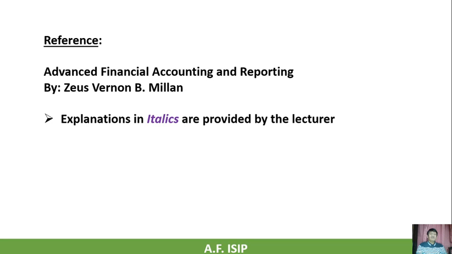So all the information, concepts, data, and illustrative problems discussed in this lecture were taken from the book written by Zeus Vernon B. Milan entitled Advanced Financial Accounting and Reporting. Explanations in italics are provided by the lecturer.